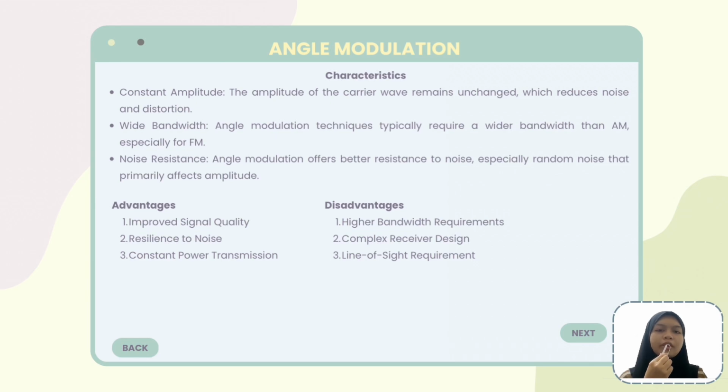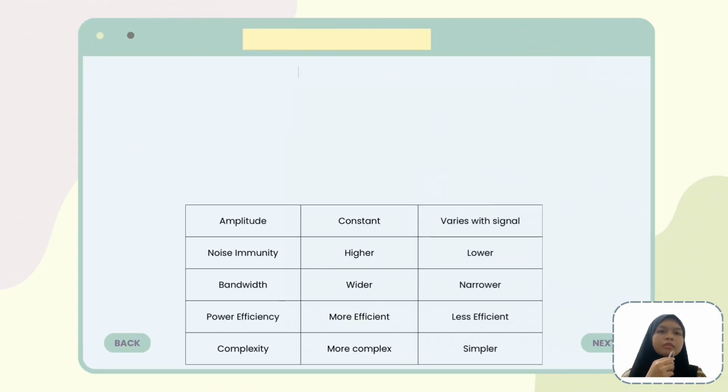Okay, so for advantages, first, improved signal quality. Second, resilience to noise. And third, constant power transmission. For disadvantages: higher bandwidth requirements, complex receiver design, and line of sight requirement.